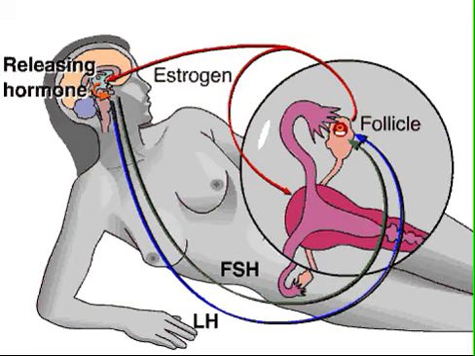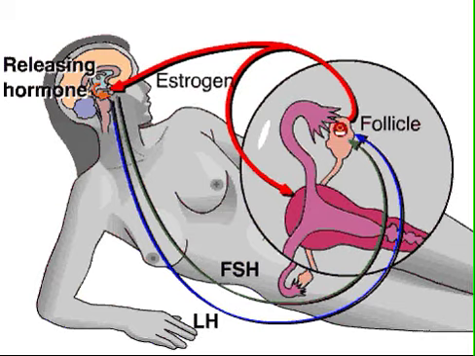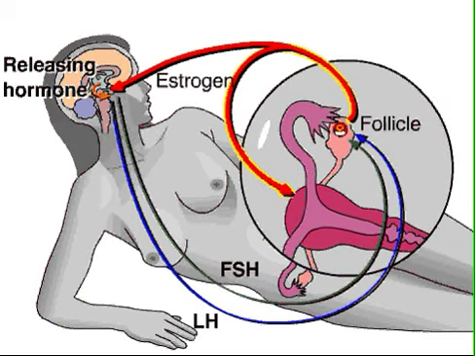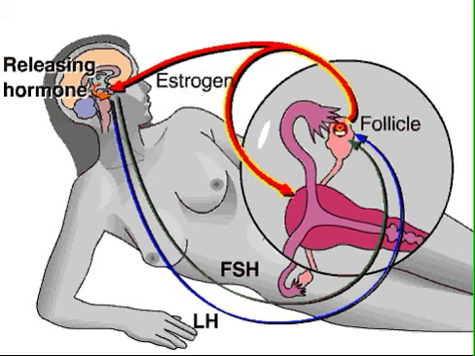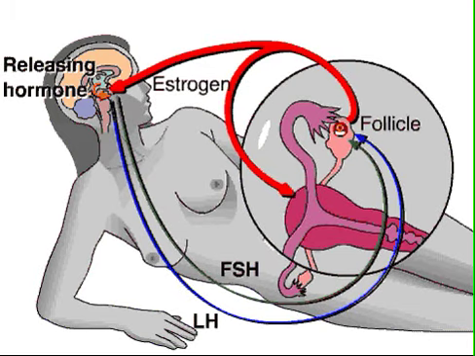As the follicle grows, it secretes more and more estrogen. This stimulates further development and thickening of the uterine lining. Estrogen level reaches a peak just before the midpoint of the cycle. Now the response of the hypothalamus and pituitary to estrogen reverses.